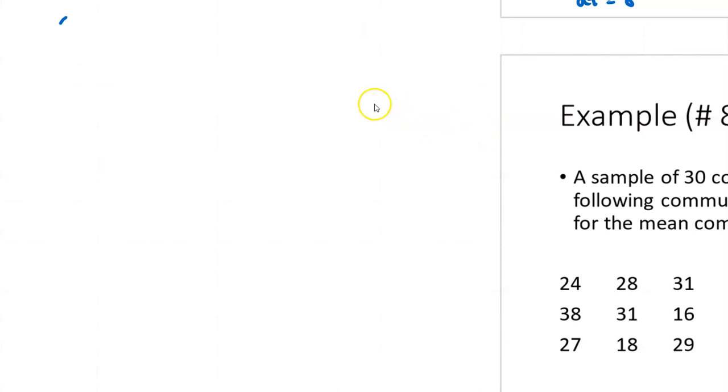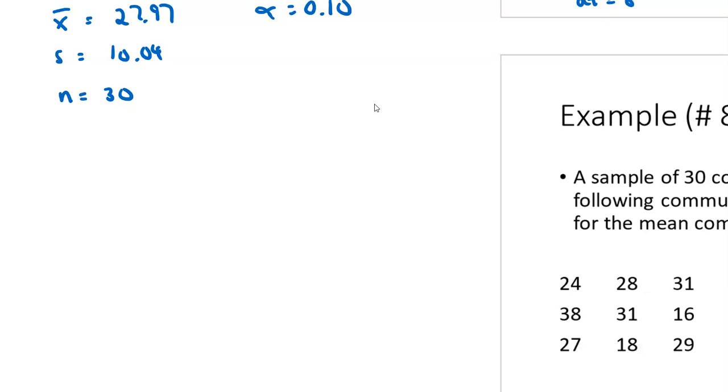All right, so the sample mean was 27.97. Sample standard deviation was given as 10.04. There were 30 items in the sample. It wanted a 90% confidence interval, so 90% confidence level means my alpha is 0.10, right? 1 minus 0.9 gives me 0.1. So I'm looking at t of 0.05, right, because that's t alpha over 2 for 29 degrees of freedom.